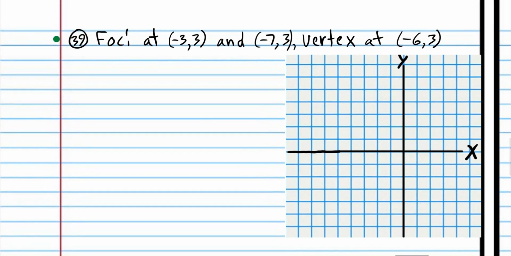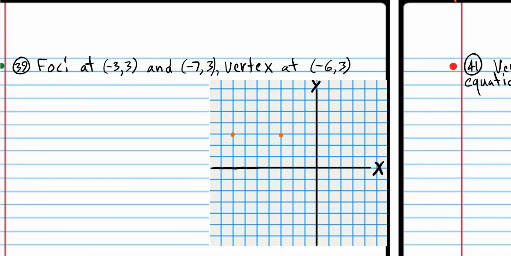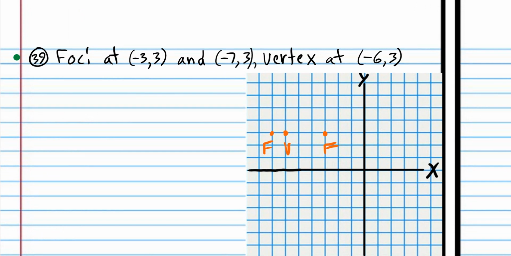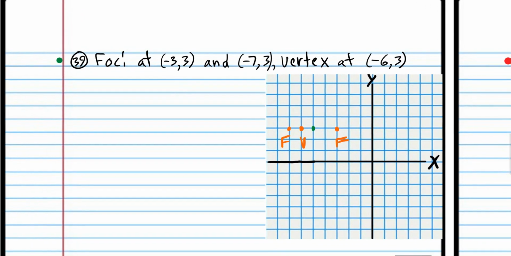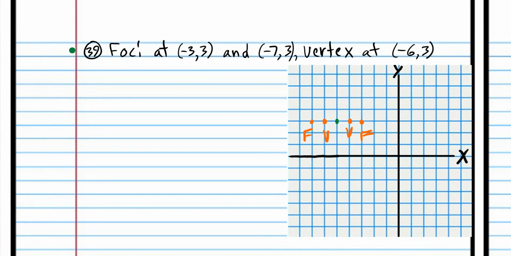Okay, we're back. So we have foci at negative 3, 3, and negative 7, 3, and a vertex at negative 6, 3. So we have a focus, and we have a vertex, and we have another focus here. So the center is the point in between the foci, so the center is the green. And we're going to have another vertex here. So it's good to write the letters just so we know what we found, because it can get kind of confusing sometimes.